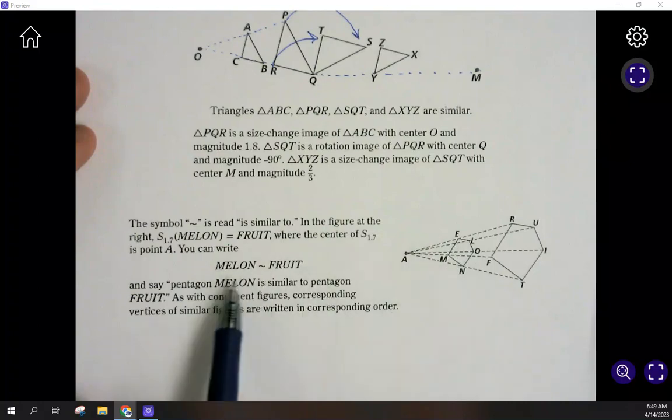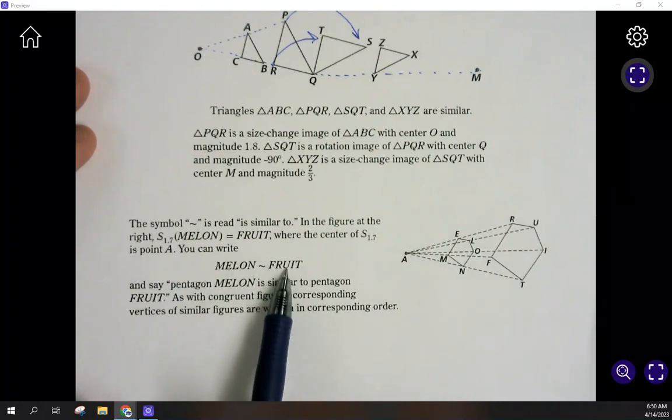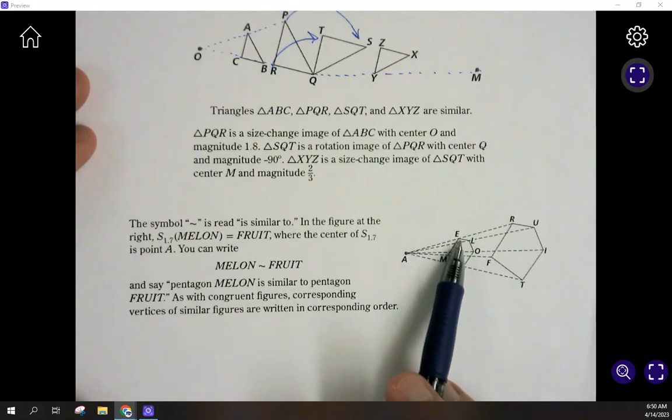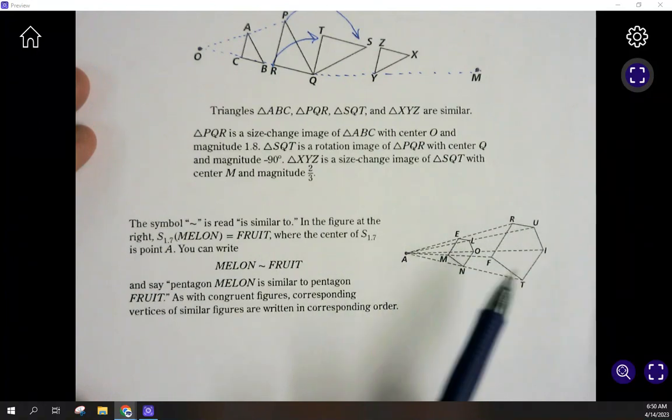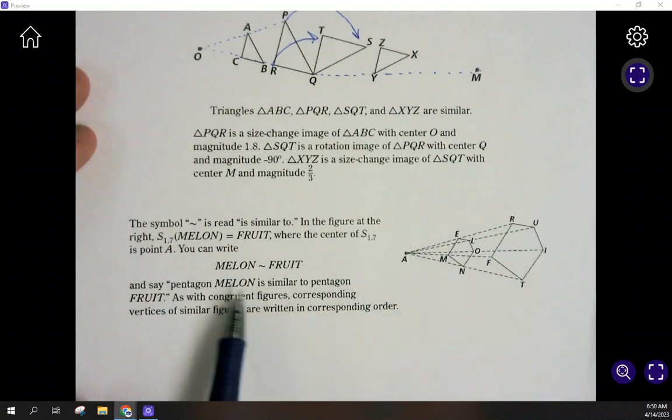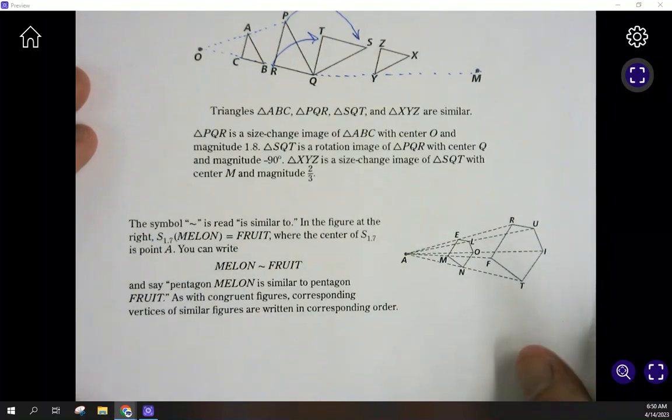And even the side lengths will as well. So EL, if you look, EL should match RU because it's the second and third letter. If I find them in the picture, EL is going to match RU. That makes sense. So sometimes when the pictures get complicated, you can always go back to the similarity statement to match up the vertices, match up the side lengths. All right, to the back.